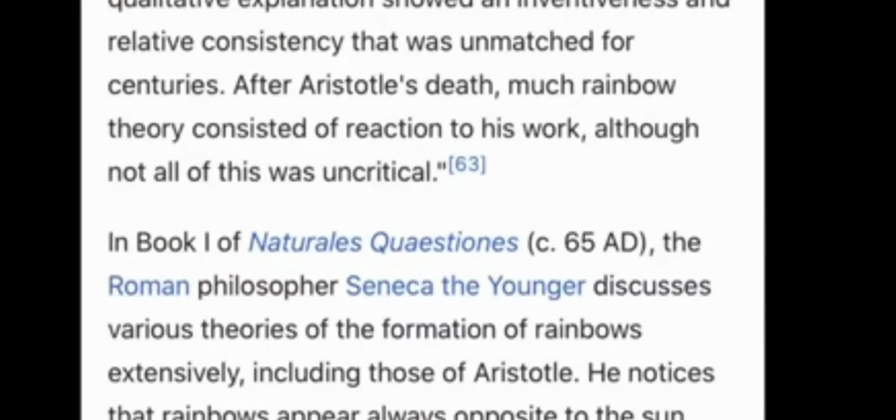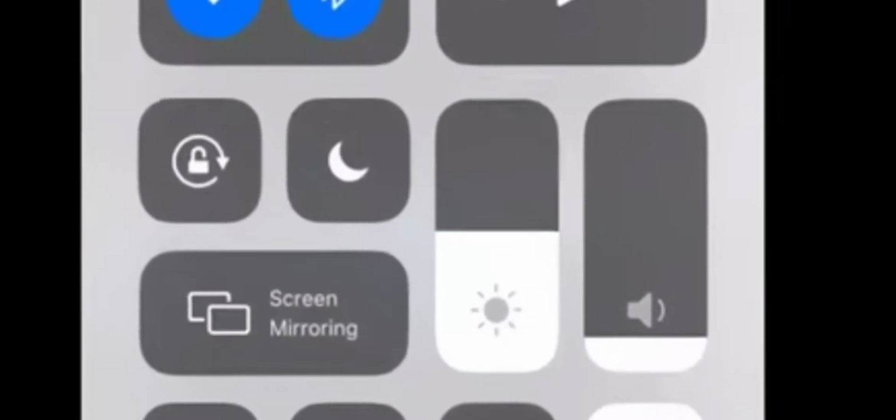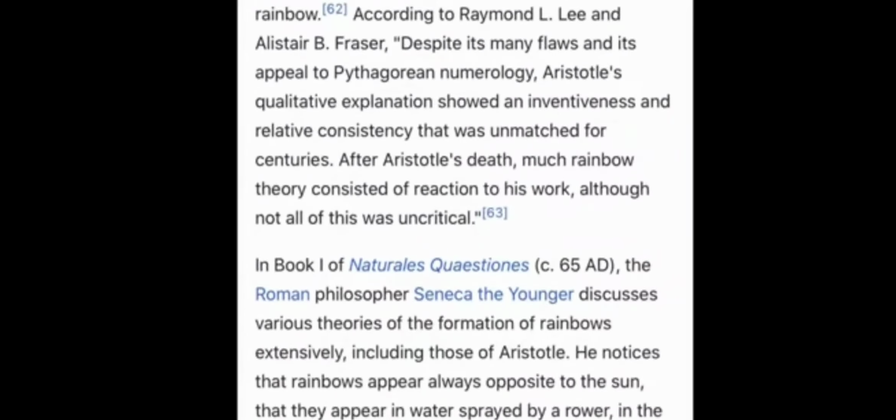All right, so let's scroll over to Google, see what Google has to say. The classic Greek scholar Aristotle, born 384 through 322 BC, we know that is a lie because we know human beings have not even been here that long, was first to devote serious attention to the rainbow. According to Raymond L. Lee and Alistair B. Fraser, despite its many flaws in its appeal to Pythagorean numerology, Aristotle's qualitative explanation showed an inventiveness and relative consistency that was unmatched for centuries.